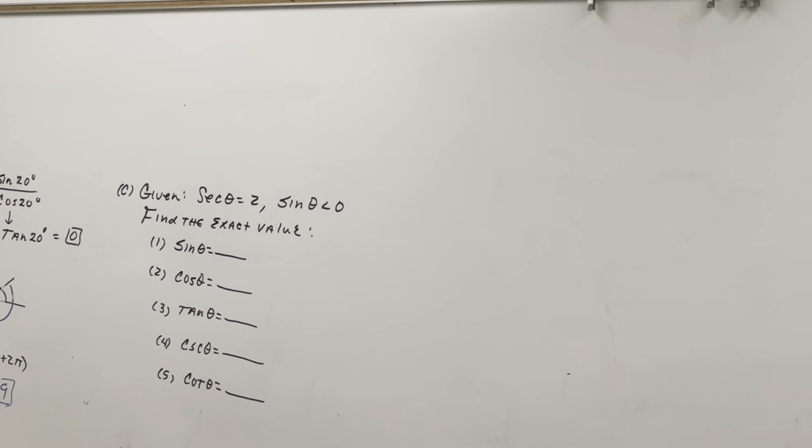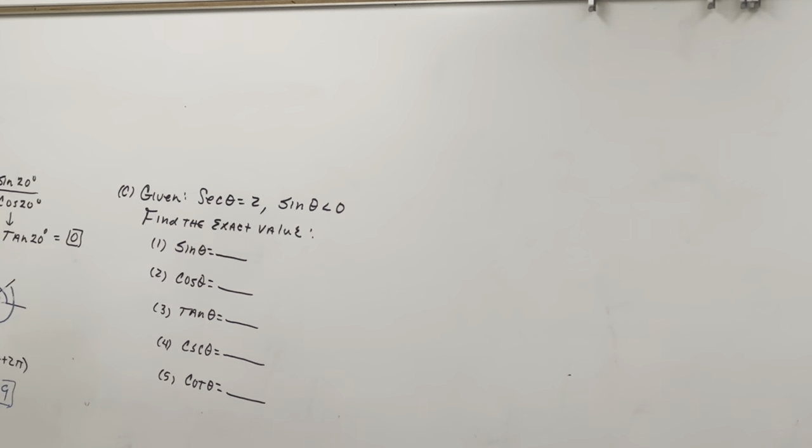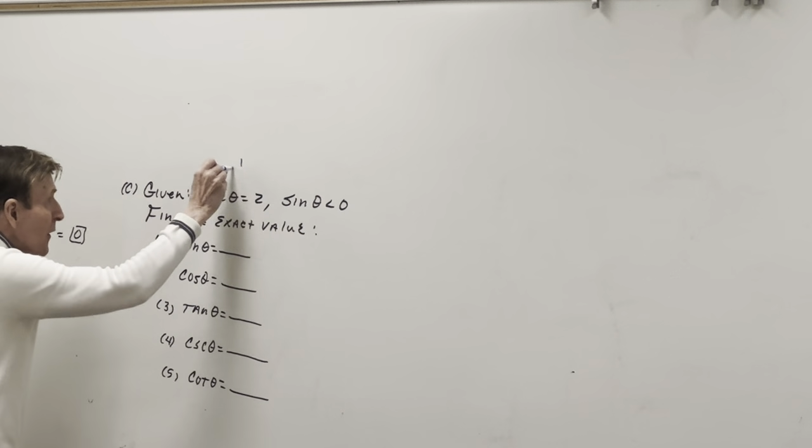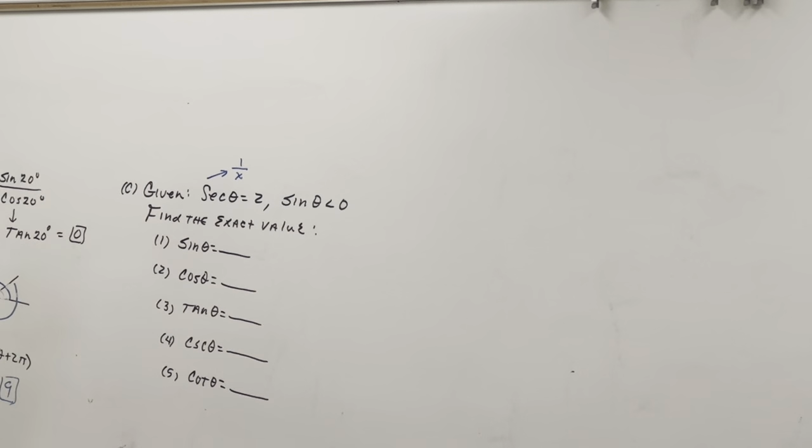They gave me secant. And I know by definition what secant is. I think I know what secant is. What is secant? 1 over x. Is it 1 over x, guys, for secant? Don't confuse secant with cosecant. Is it true?